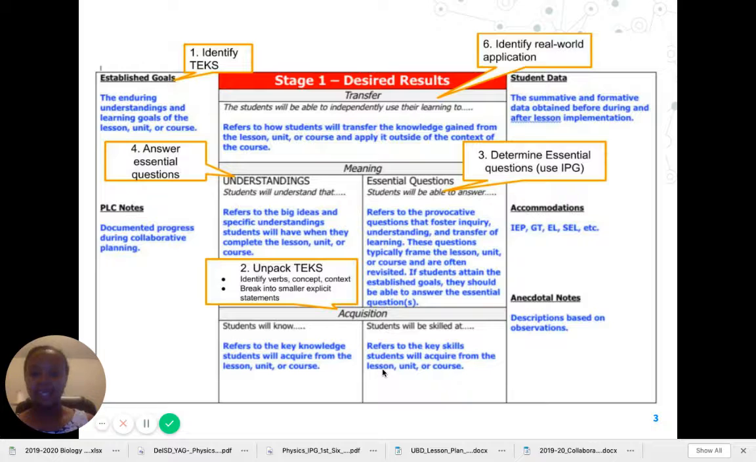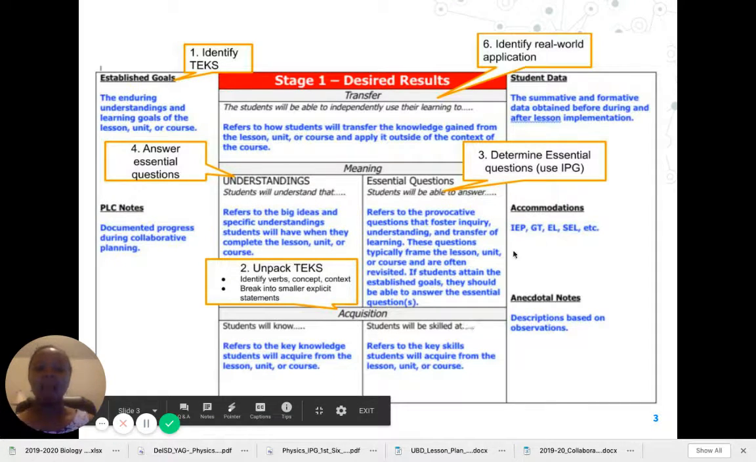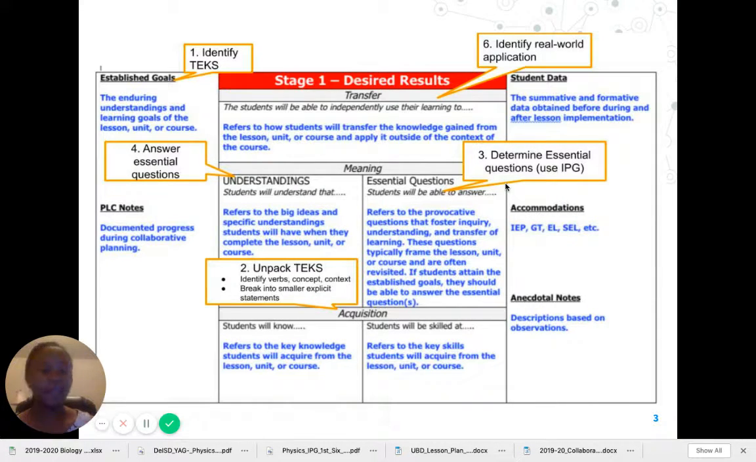Once I've unpacked the TEKS and I clearly know exactly what I need to instruct upon, I will identify the essential questions. Now, we're going to use the IPG. The IPG gives you plenty of information, and one of the things it gives you is a list of essential questions. I will just cut and paste those here. Find the ones that are applicable, that actually utilize the verb that's in your TEKS, and then paste them here. Once I identify those questions, I will put the actual answers to them over on this side.